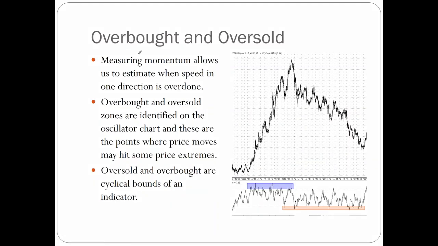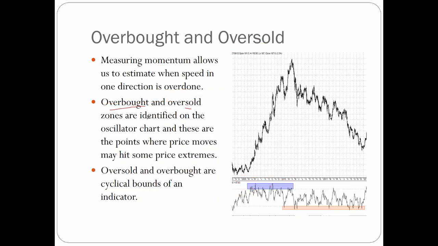So RSI is used as an overbought and oversold signal. It measures momentum, allowing us to estimate whether the speed in one direction is overdone. Now RSI tells us that maybe the speed of the trend in one direction is coming to an end for some time, or there may be a halt in the up move, and the speed may lessen, or it is overdone and we may see a correction.